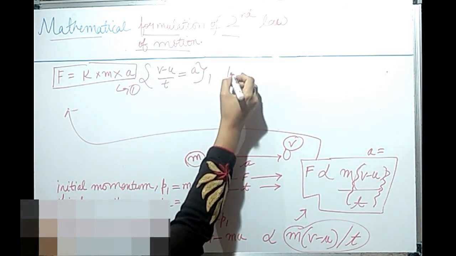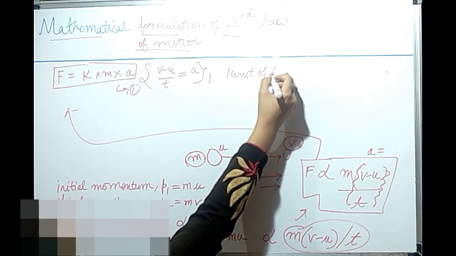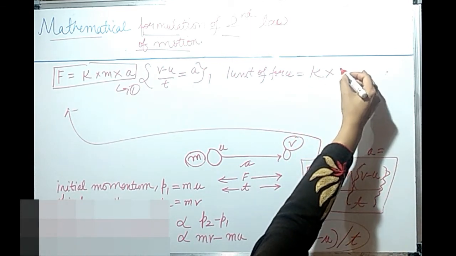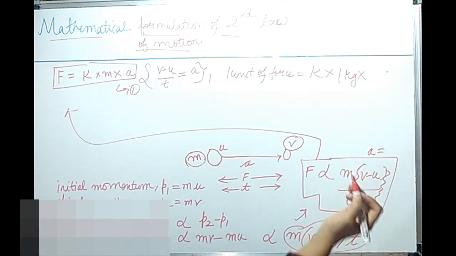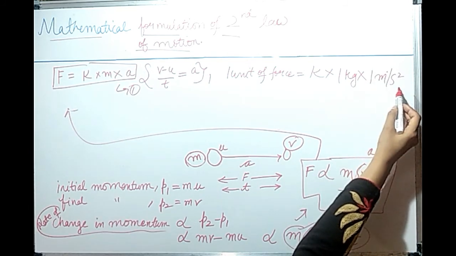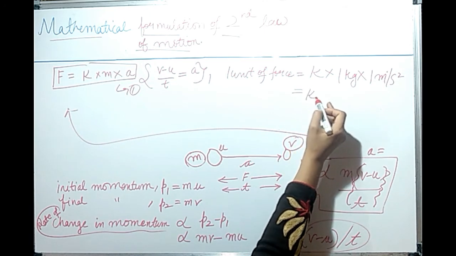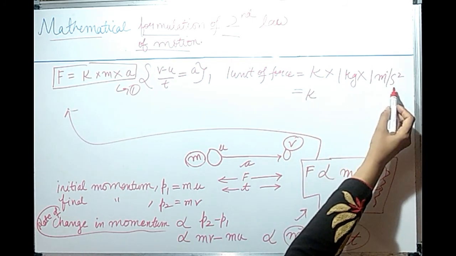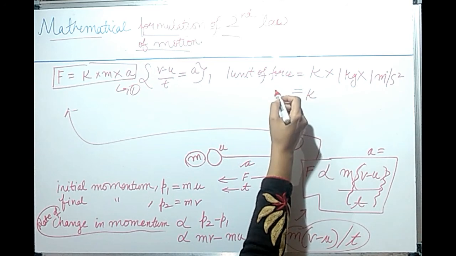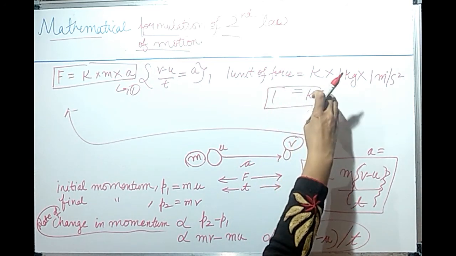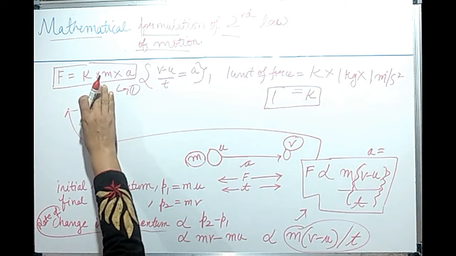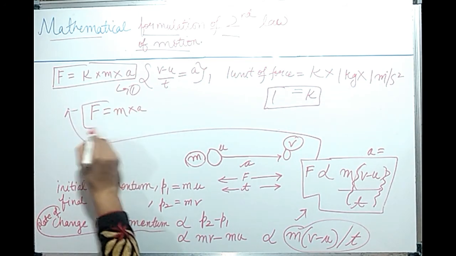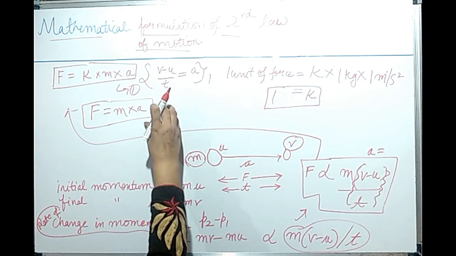Now for 1 unit of force, k constant, mass will be 1 kg and acceleration will be 1 meter per second square. From here we are getting the value of k, that is the constant of proportionality, equal to 1. 1 unit of force, 1 kg mass and 1 meter per second square acceleration. Now substitute this value of k equal to 1 in equation number 1. What we will get? We will get F equal to m into a, and that is nothing but the mathematical formulation of second law of motion.